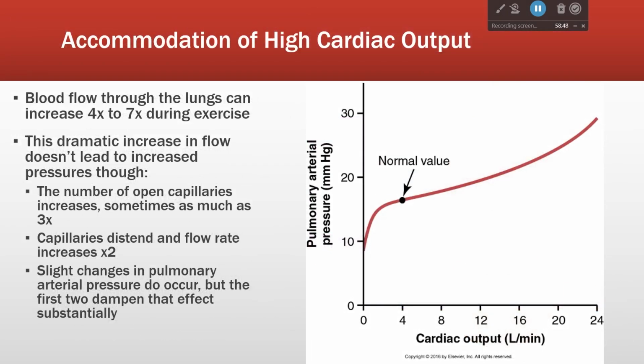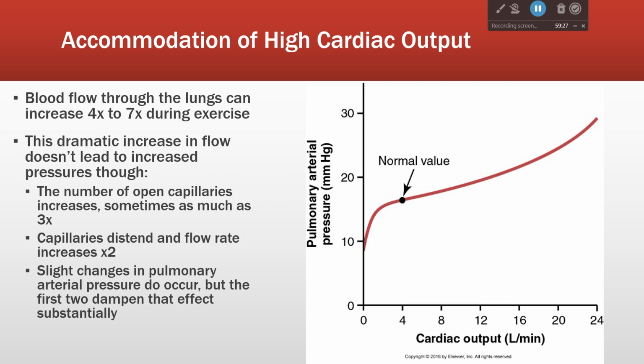Okay, so the lungs can take a lot of cardiac output, and they need to be able to. Remember, ultimately, our exercise tolerance is in part determined by oxygen delivery, right? So if we're going to deliver maximum oxygen to maximum amount of muscle, we're going to need to move maximum amount of blood through the lungs. So the lungs can accommodate an enormous increase in cardiac output, from 4 times to 7 times during exercise.